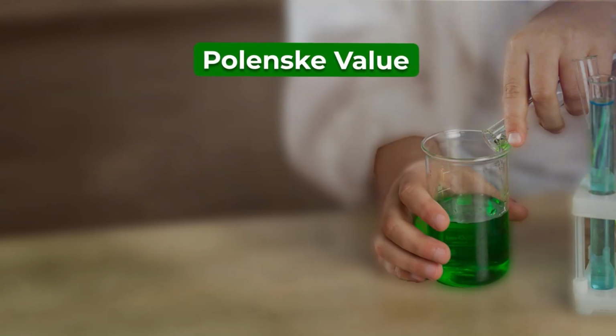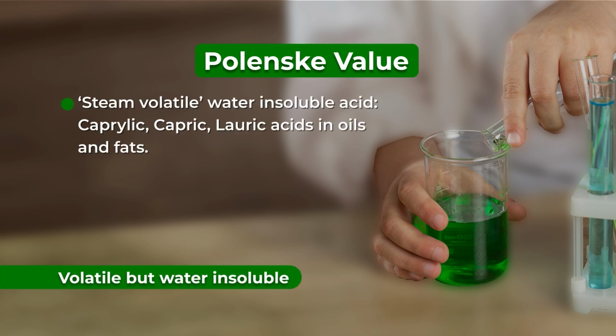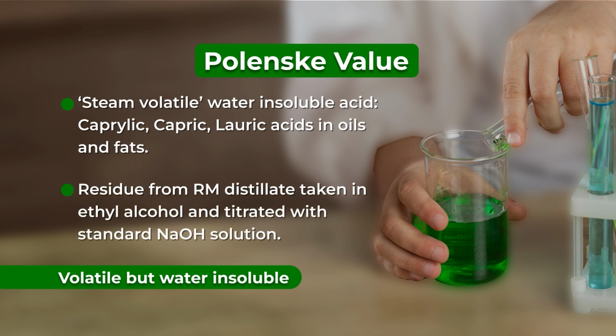At the same time, there is another term, the Polenske value. This is contrary to the Reichert-Meissl value. Here we have water-insoluble fat which is highly volatile. In ghee, you have two kinds of highly volatile substances. One is butyric and caproic acid, but then there are capric and lauric acids, which are found in coconut oil. So if there is adulteration of ghee with cheap oils like coconut oil, you will be able to find it by the Polenske value.